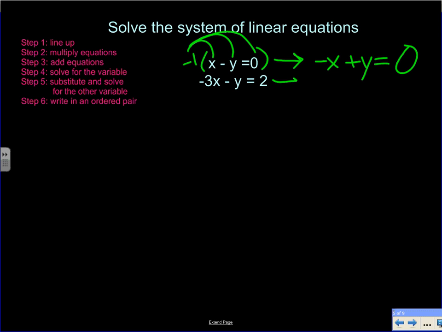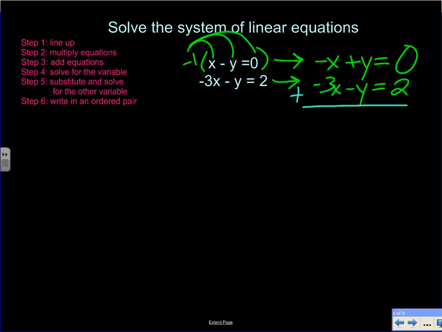On the bottom, looky, looky, looky. This one here doesn't change, because the y's are going to be opposite of each other now. So we just rewrite that one. Nothing changes there. All right, now since we have opposite coefficients in front of the y, step number 3, add the equations. So let's add the equations.